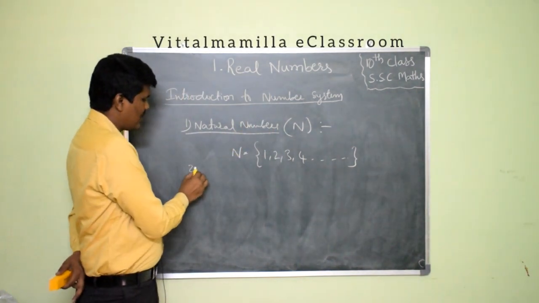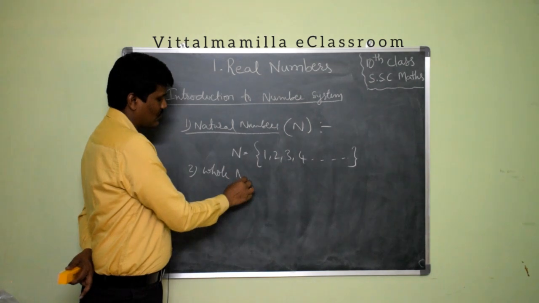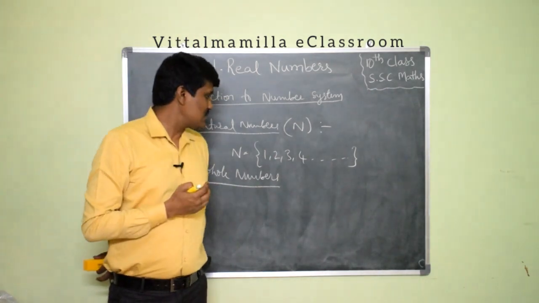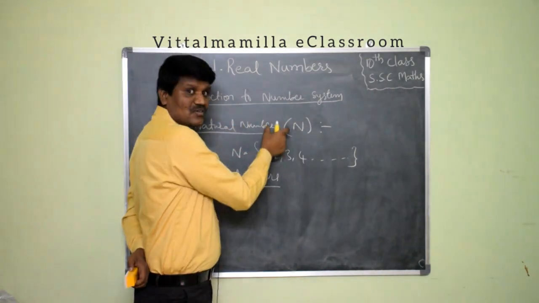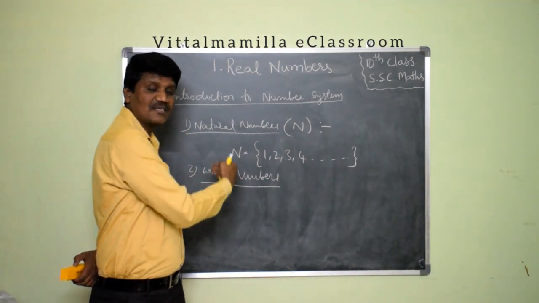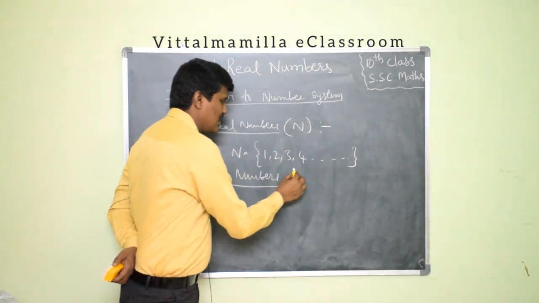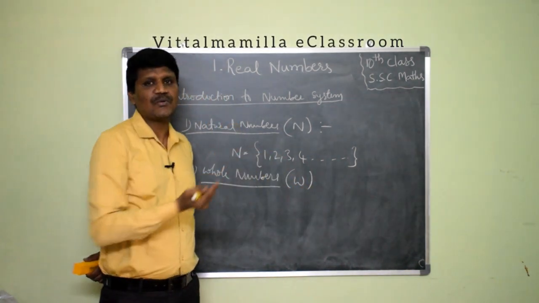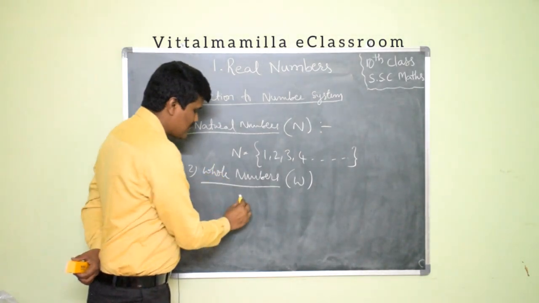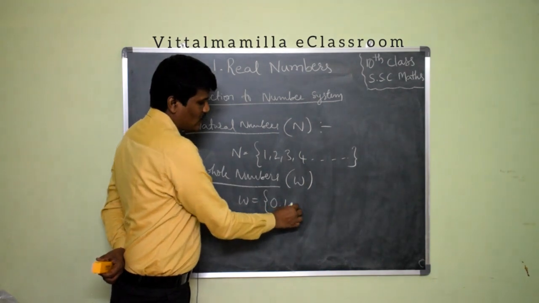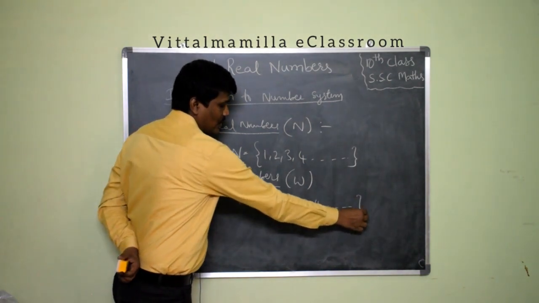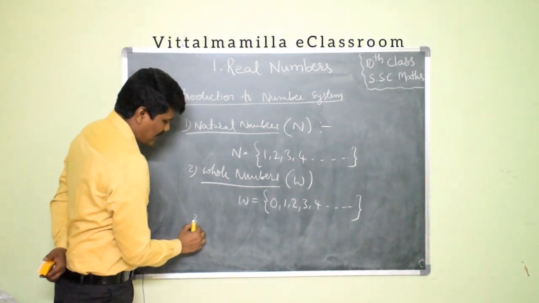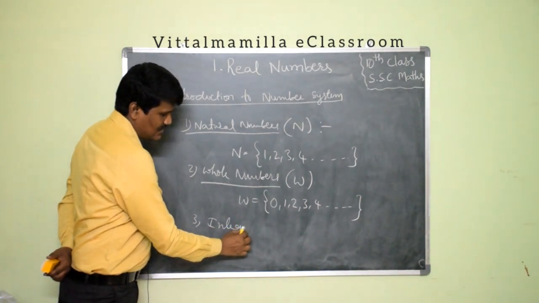The second one is the whole number system. Whole numbers are nothing but the natural numbers along with 0. If we add 0 to the natural numbers, the number system becomes whole numbers, and this is denoted by W. Whole numbers we can write as 0, 1, 2, 3, 4 and so on. This is whole numbers. And the third one is integers.